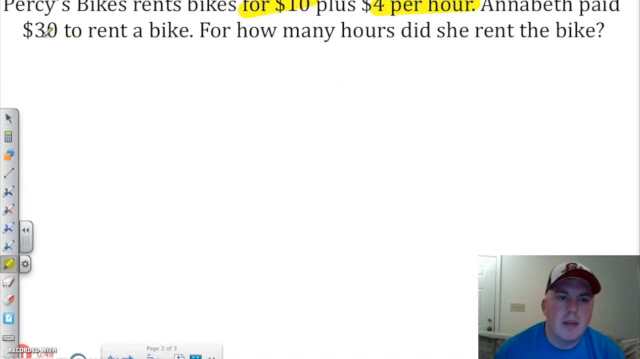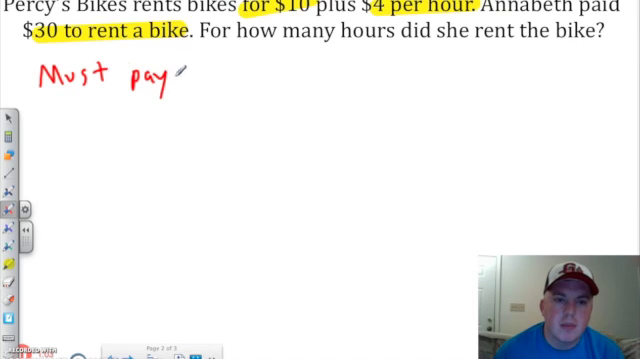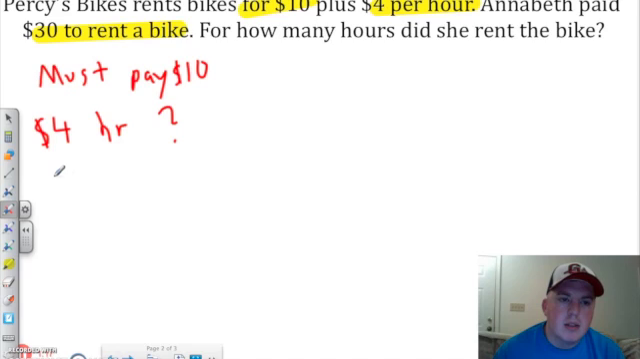Now we also know that Annabeth paid $30 to rent a bike. So I'm just going to jot down what I know. We know we must pay $10, that $10 fee it takes to just get the bike. We know it's $4 per hour, but we don't know how many hours yet, do we? And we know that Annabeth particularly pays $30.